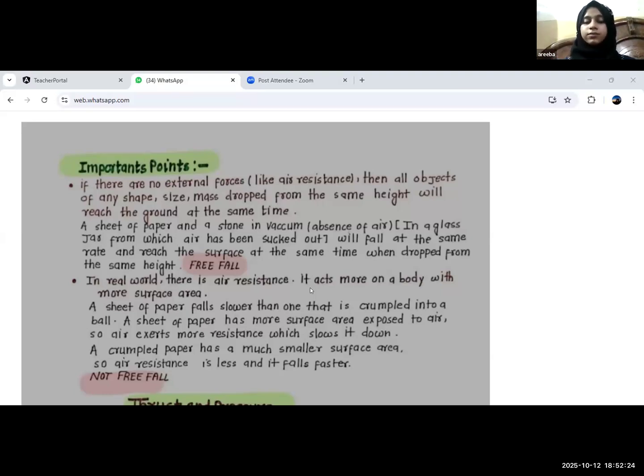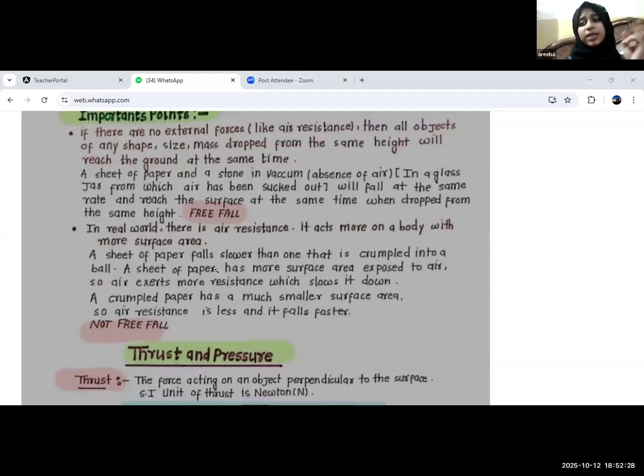So the stone is under free fall. Understood? This is what we are talking about. In the second point, they have taken the example of two papers. One paper I have crumpled, the crumpled sheet of paper. One is a normal sheet of paper, right? I am throwing both of them from the top. Again tell me which one will reach faster, the crumpled one or the normal one? Ma'am, the crumpled one. Crumpled, right, because the normal one has more surface area, so air resistance will act on it. Whereas the crumpled one we have reduced the surface area, less air resistance is acting on it, so it is directly under free fall, hence it is falling down. Okay, easy.